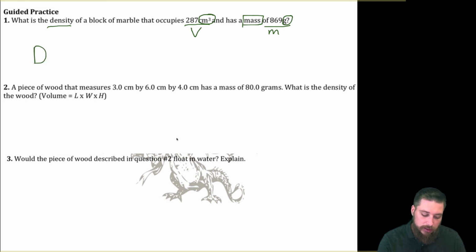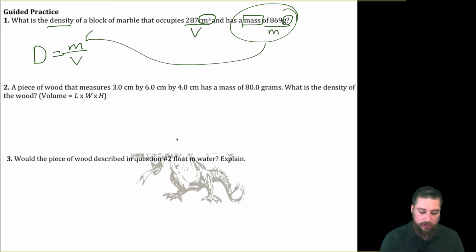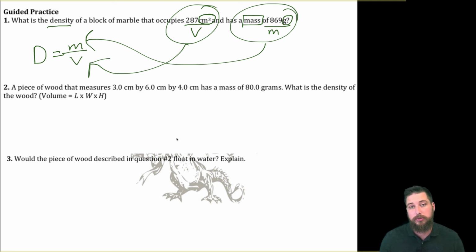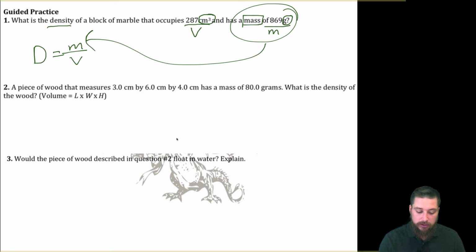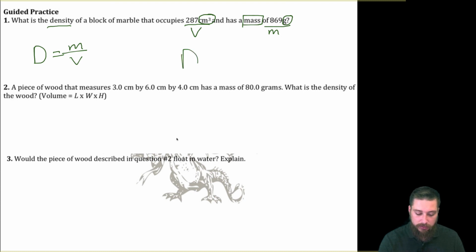And so we know that density is equal to mass divided by volume. All we need to do is take our mass, plug it in there, take our volume, plug it in there, and then we would be able to solve for density. And so let's go ahead and do that. So density is equal to the mass, which is 869 grams, divided by the volume, which is 287 centimeters cubed. And then you plug that into your handy dandy calculator, and we will go ahead and get our answer.